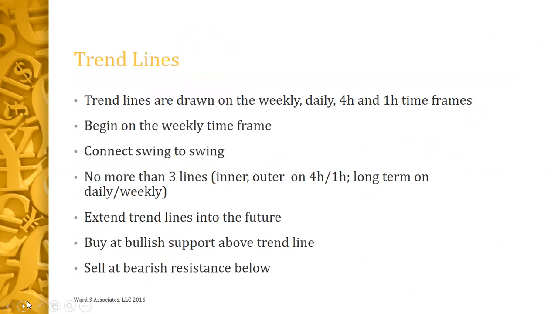With the trend line, you want to have no more than 3 lines on a chart at a time, okay? And that's your inner, outer, and then your long term. You want to extend your trend lines into the future because that trend line is respected. It's part of the Fibonacci spiral, which I'll try to show you here in a little bit. You want to buy at bullish support above the trend line, and then you want to sell at bearish resistance below the trend line.